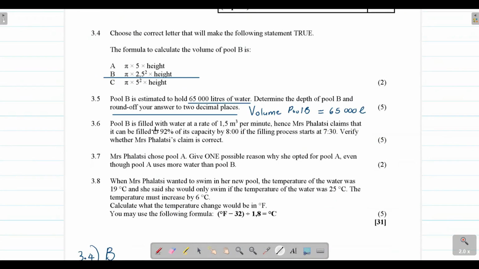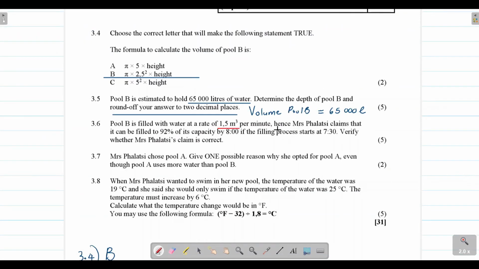Question 3.6. Pool B is filled with water at a rate of 1.5 meters cubed per minute. So if they say the rate is 1.5 meters cubed per minute, that means that in 1 minute we would have filled up 1.5 meters cubed of the pool. That is what that means.